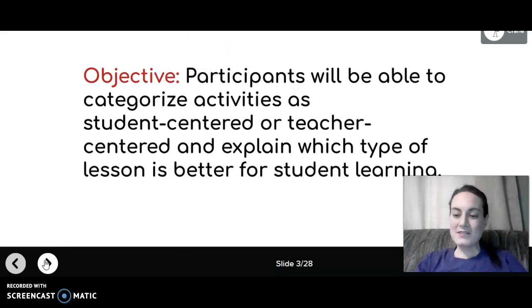The objectives for this training are that participants will be able to categorize activities as student-centered or teacher-centered and explain which type of lesson is better for student learning.